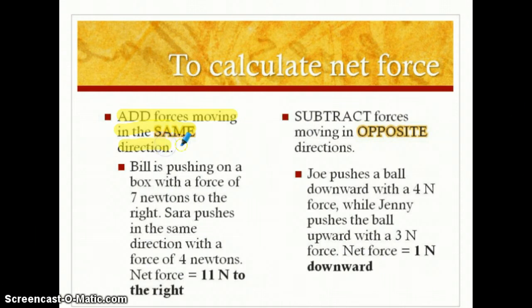And an example will be, Bill is pushing on a box with a force of 7 newtons to the right. Sarah pushes in the same direction with a force of 4 newtons. So the net force equals 11 newtons to the right. So that's going to be an example of when we need to add. We will subtract forces moving in opposite directions. So on your notes, go ahead and highlight that entire sentence.